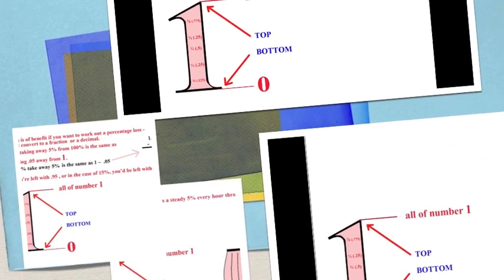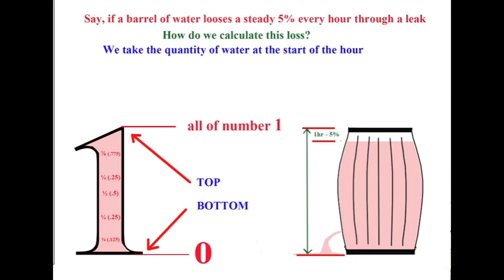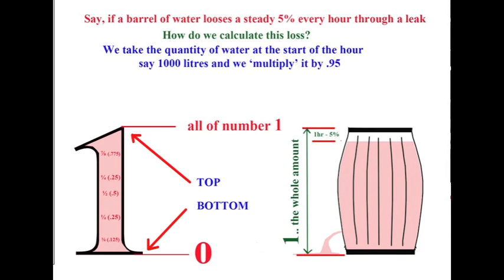So, let's put this into practice with the old reliable leaking barrel. Water leaks out at a steady rate of 5% every hour. So, if there was 1,000 litres to start with, after 1 hour the amount would be 1,000 litres, the start amount, multiplied by 0.95, which is the fraction remaining after the hour.